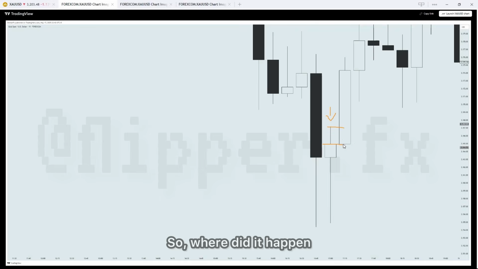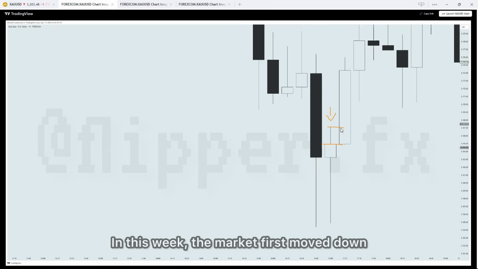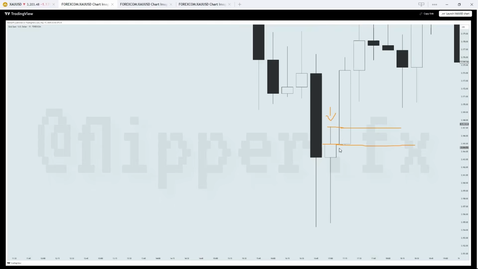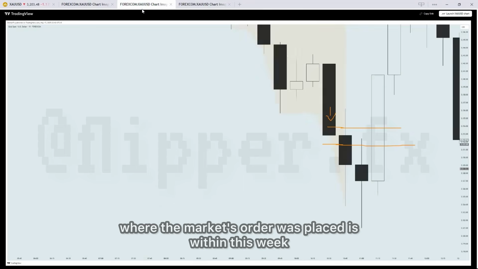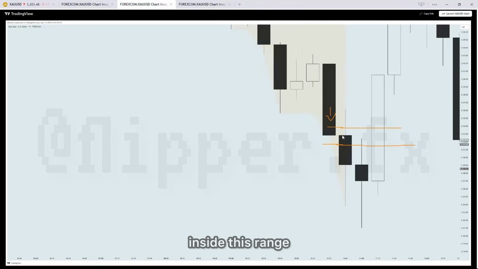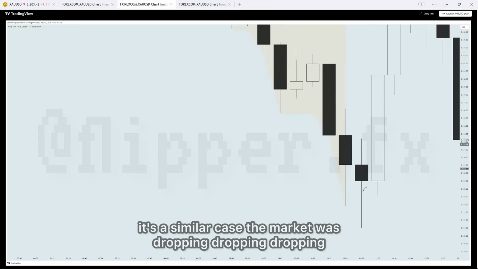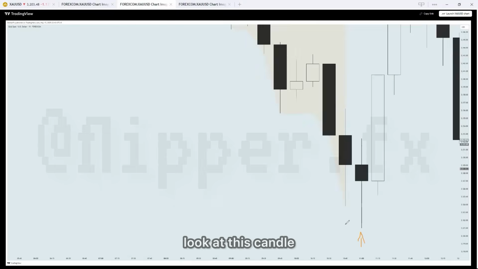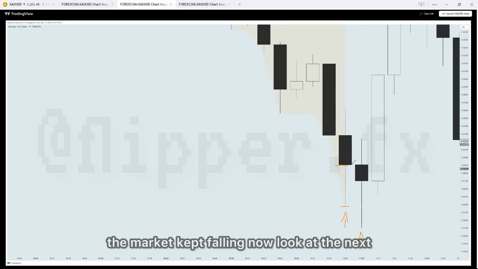So where did it happen? In this range. In this wick, the market first moved down, the order was injected from this wick, and then the market pushed up. So, the most likely area where the market's order was placed is within this wick, inside this range. Let's look at some more examples. If you check this next one, it's a similar case. The market was dropping. Look at this candle, and even the one before it, the market kept falling.